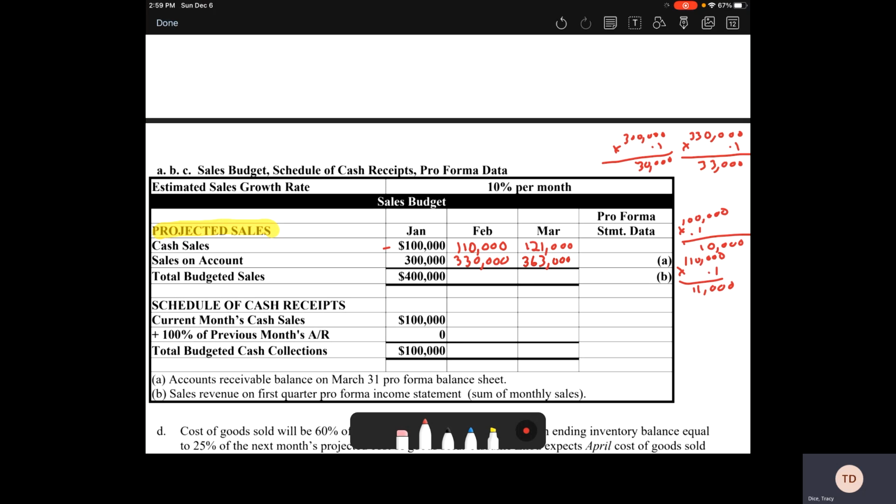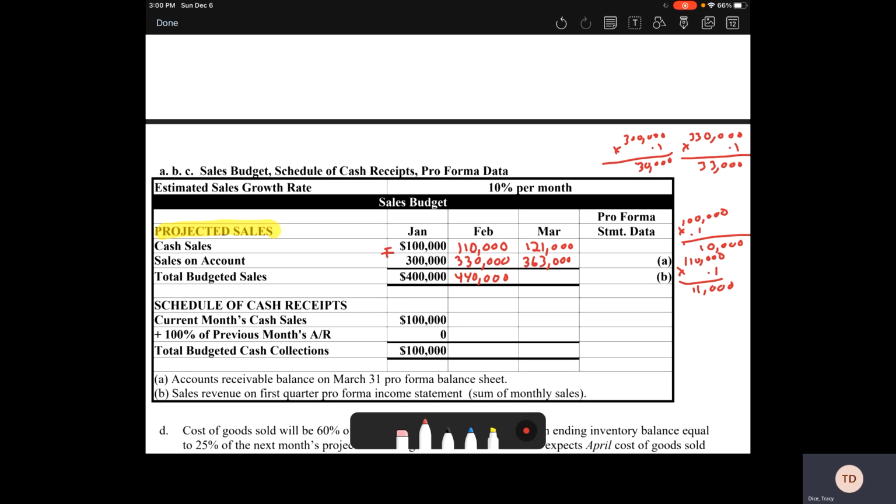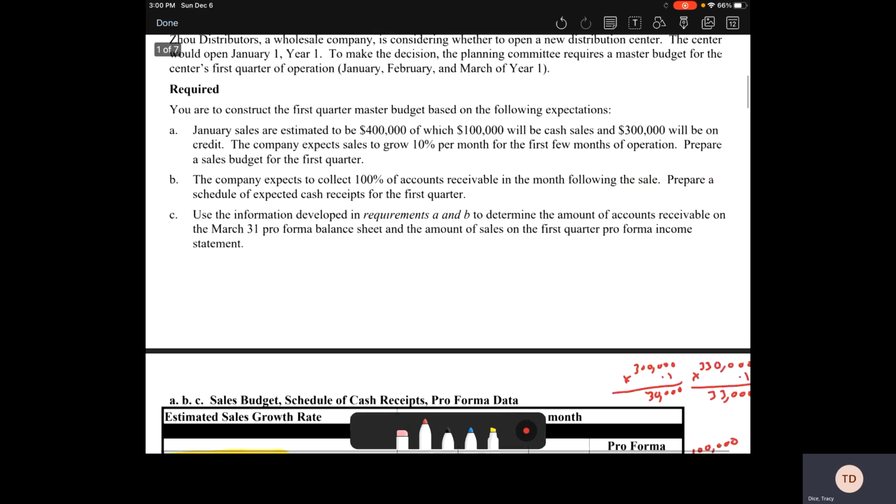So then to find our total sales budget, we just add those together. So 110,000 plus 330,000 gives me 440,000, which is what we are estimating for February. And then when we add our 121,000 and our 363,000, we should end up with 484,000 for our total budgeted sales for March. So that takes us through part A.